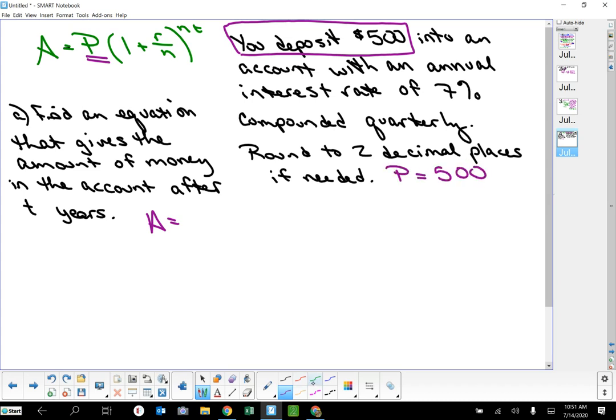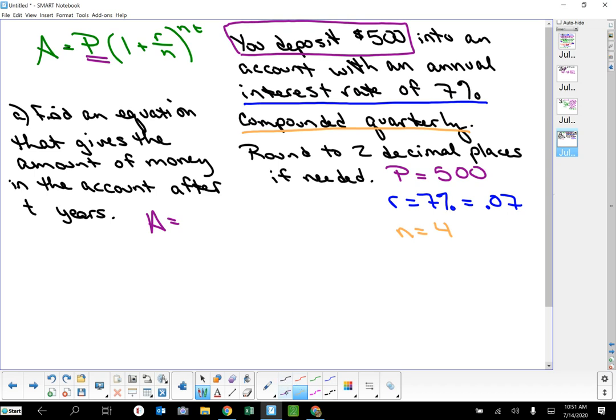Here's some things that we can take from this problem, right? We have an interest rate of 7%. So the rate is 7%, but you're going to write that as a decimal, so 0.07. And then we know that this is compounded quarterly, and so your N is 4, and we're trying to figure out just a generic formula if you want to know over 2 years, 5 years, 20 years, 60 years, that kind of thing. So let's just fill in what we know.